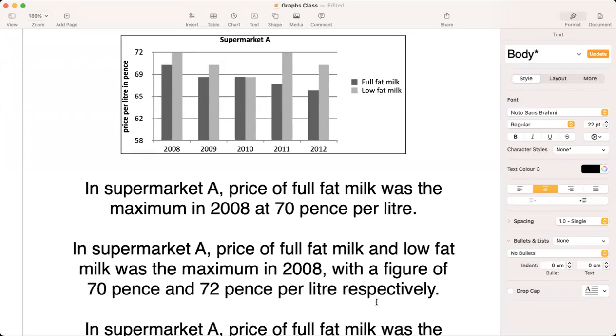Is it clear? Does anyone have a doubt? I have a doubt in putting the words was and were. Sometimes it's very confusing. Yes, sir, in the second sentence, shouldn't it be were in place of was?